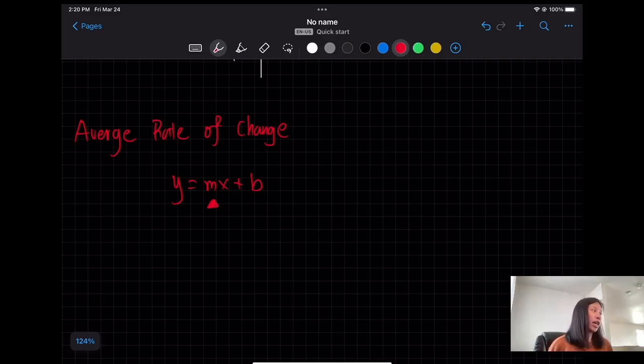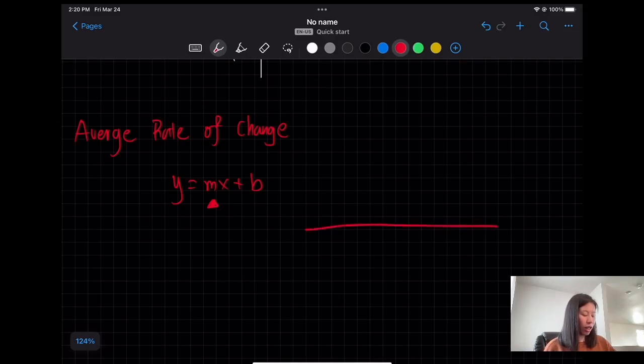And a population of rats increases by 40 rats per week. That's scary, but yes, that's also rate of change. All right. So what is average rate of change?